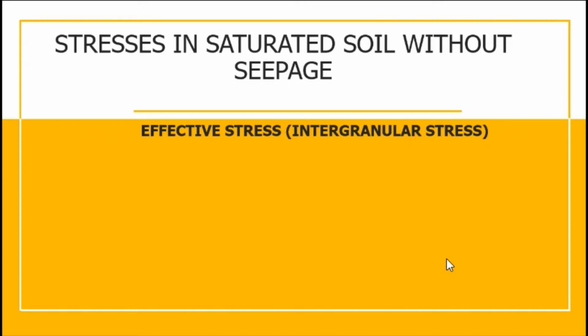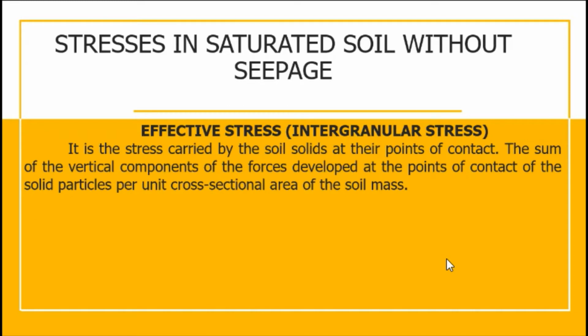In stresses, we have what we call effective stresses. This is the most important stress and it is also called the intergranular stress. It is the stress carried by the soil solids at their points of contact: the sum of the vertical components of the forces developed at the points of contact of the solid particles per unit cross-sectional area of the soil mass. So effective stress is the stress due to the soil solids.